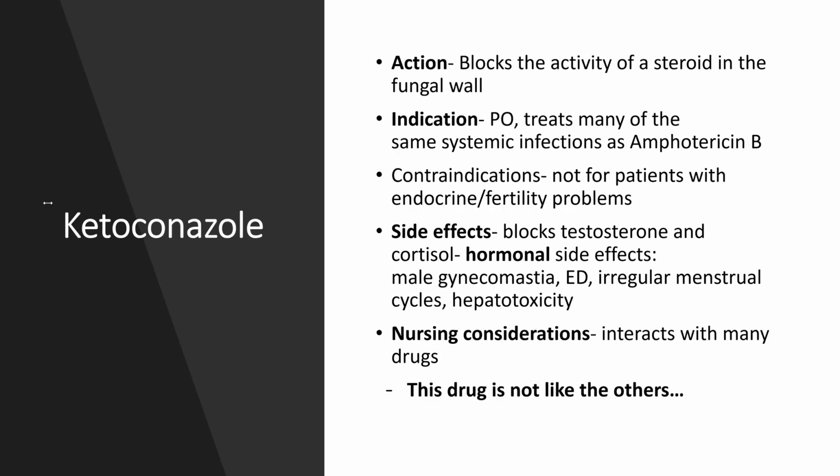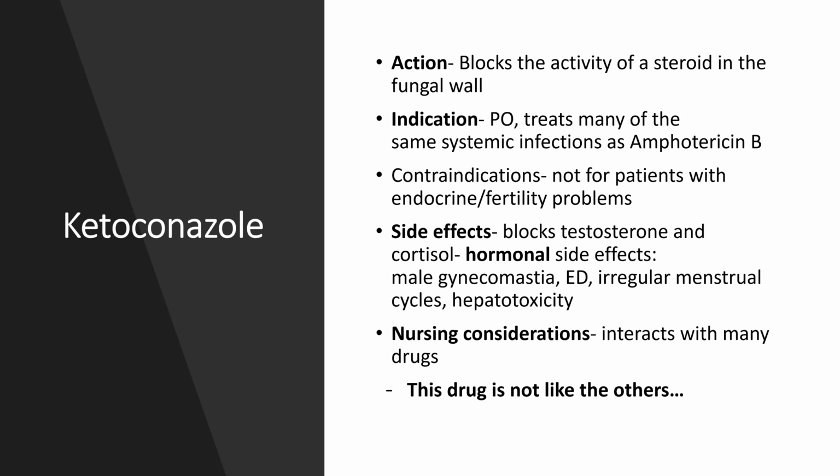Last one here is, or not last one, but you have your ketoconazole. So this works by blocking, again, the activity of the sterol on the fungal wall. Indication-wise, you're going to be giving this by mouth to treat same systemic infections that you give amphotericin B in. It would be contraindicated in a patient who has an endocrine or fertility problem. Side effect wise, it blocks testosterone and cortisol, so you'll have hormonal side effects, especially in male.